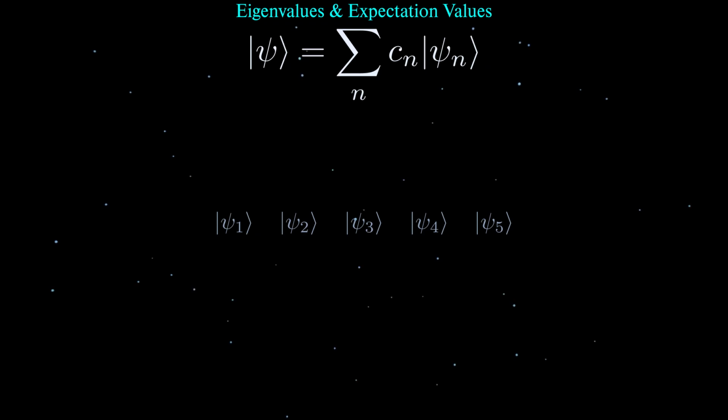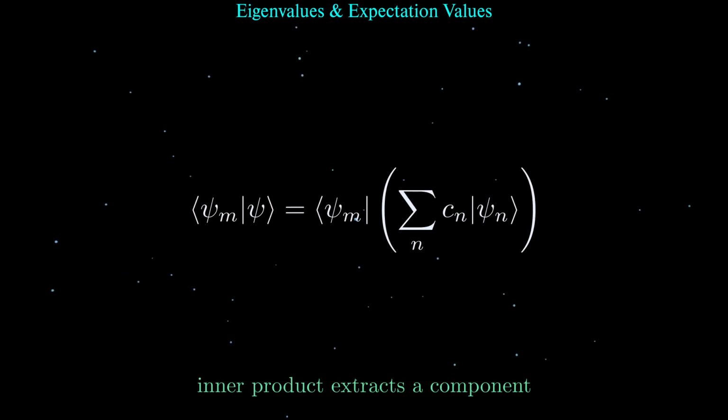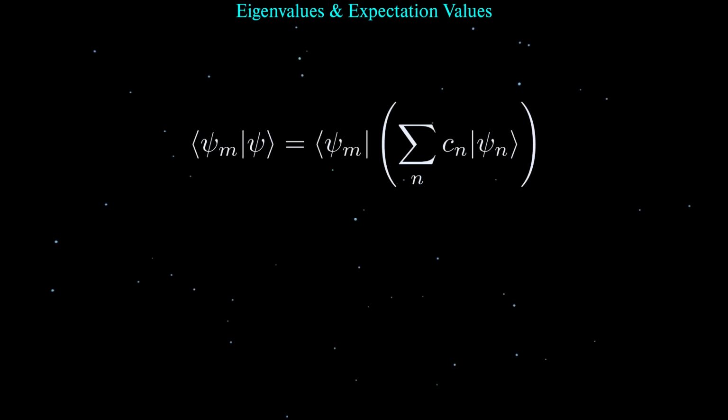Now, the summation form also gives us a great place to introduce the important idea of overlap. When we write a general state like this, we're saying that the state is built from a collection of basis states. But if we want to know how much one particular basis state is present in psi, we need a way to extract that component. This is what the inner product does. So if I take the overlap between one basis state, psi m, and the full state, psi, I can write it as this full summation right here.